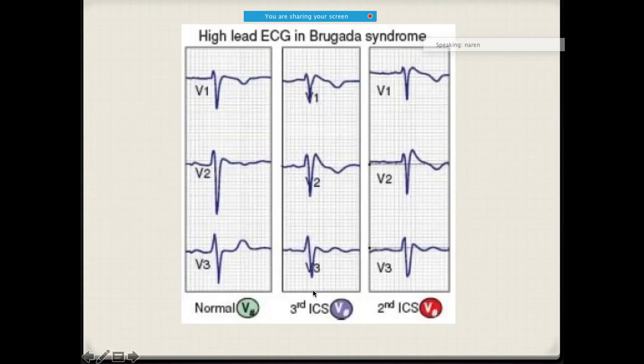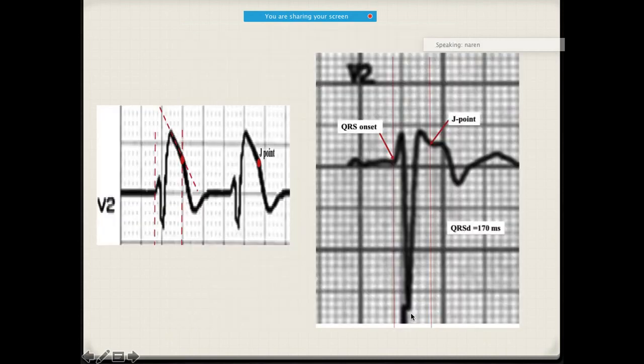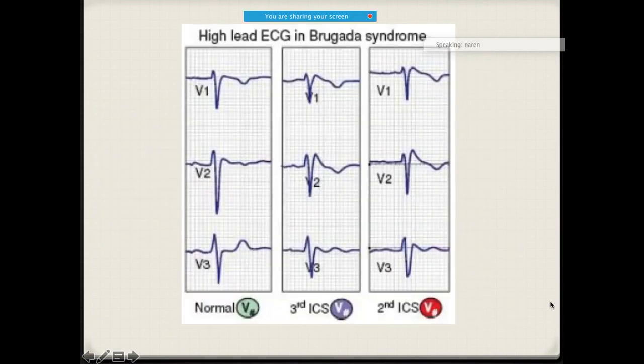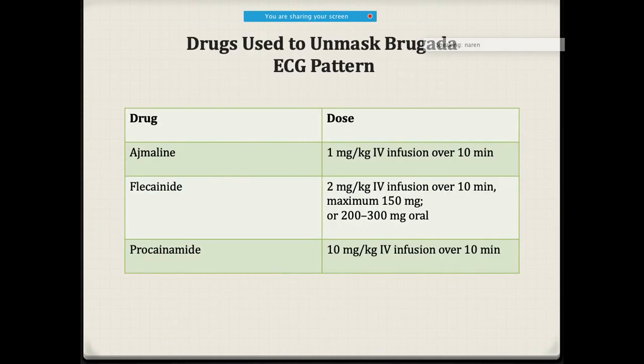So again, this is another patient. One of the other important and nice tricks you can apply in these patients is to do a high lead ECG. In the sense that you can place the ECG leads in the third and second intercostal space, okay? So you'll be able to notice it a little bit early. Other than placing the higher leads, you can also give some drugs to those patients. The drug you give is ajmaline. If you give ajmaline at 1 mg per kg infusion over 10 minutes, you will be able to notice the unmasking of Brugada syndrome.